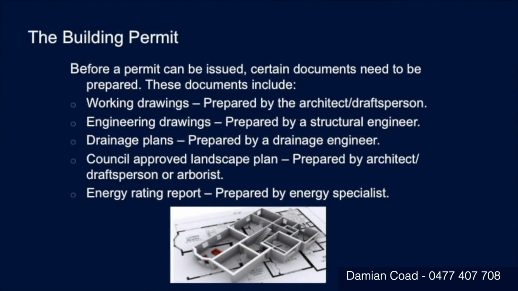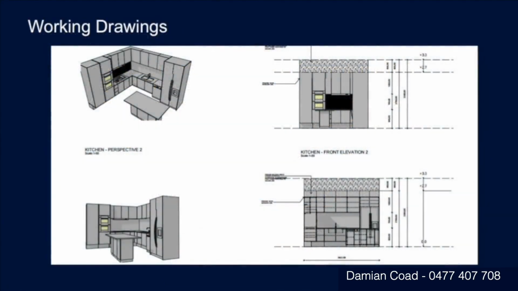In the following slides, we will discuss a number of essential elements, these being the working drawings, the engineering drawings, drainage plans, the council-approved landscape plan, and energy rating report. The working drawings feature additional detail about each of the dwellings proposed within the development. Information pertaining to joinery, carpentry, staircases, door and window schedules, and floor finishes are examples of this additional information. In this example, we can view the detail of a new kitchen, including the location of services and appliances. The detail needs to be as accurate as possible to ensure the building process runs smoothly.